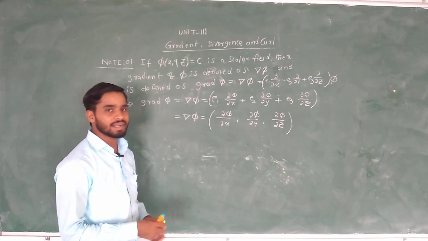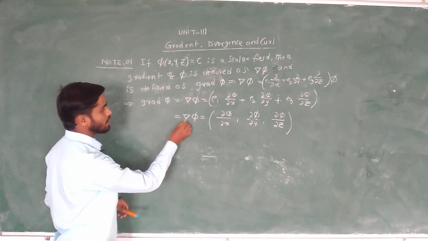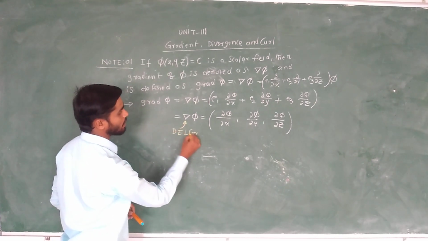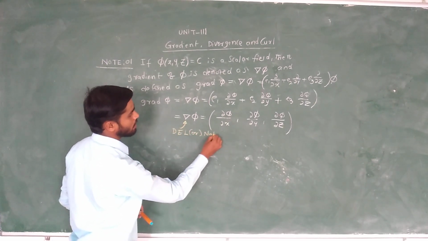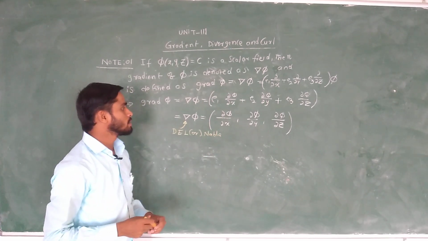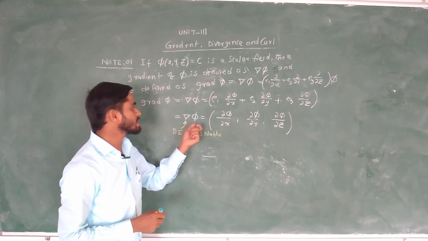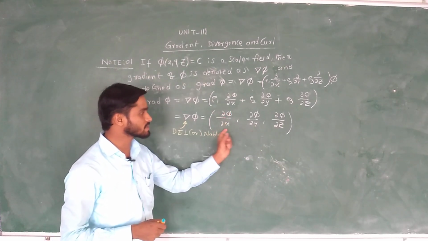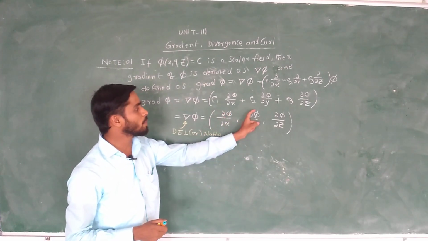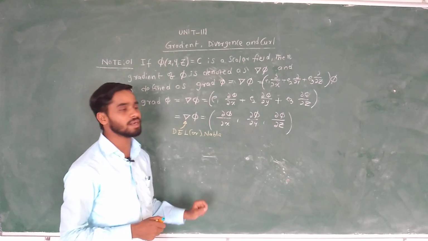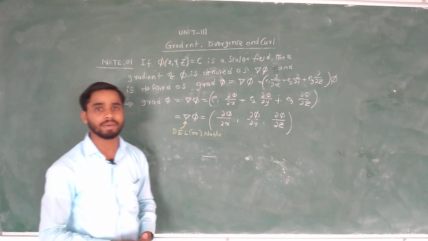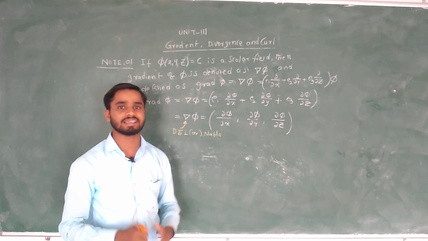Here this operator is called del operator, del, or nabla. If you operate any scalar field onto this operator, you will get dou phi by dou x as the first component, dou phi by dou y as the second component, dou phi by dou z as the third component. So that is the way to compute gradient of any scalar field.